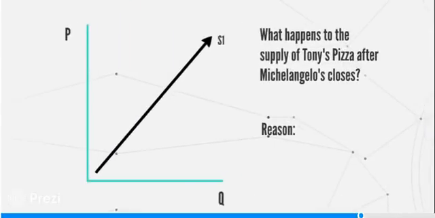All right, here's our second example. What happens to the supply of Tony's Pizza after Michelangelo's closes? Think on that, draw out your supply curve, and list your reason underneath.